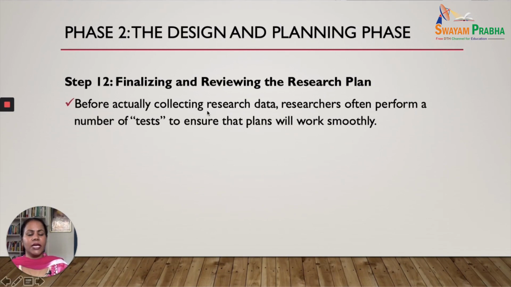It means before actually collecting the research data, the researcher often performs a number of tests to ensure that plans will work smoothly. So here usually we go for pre-testing. For example, if you are using some questionnaire, you pre-test your questionnaire on some subjects, maybe 5 or 6 persons. You can ask them to give the answers, and then ask them whether all the questions or items in the questionnaire are clear to them. Any question should not be ambiguous, or any question they should not feel offended by. If during the pretest you feel that some questions need to be modified, then you should modify the questions accordingly.